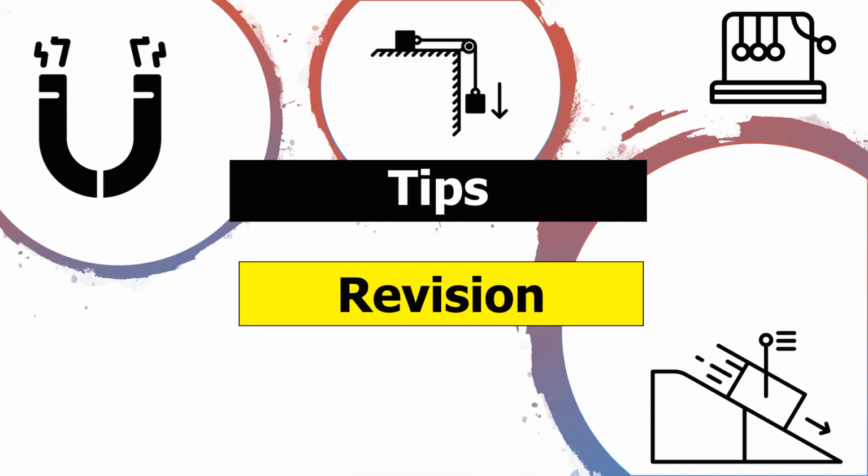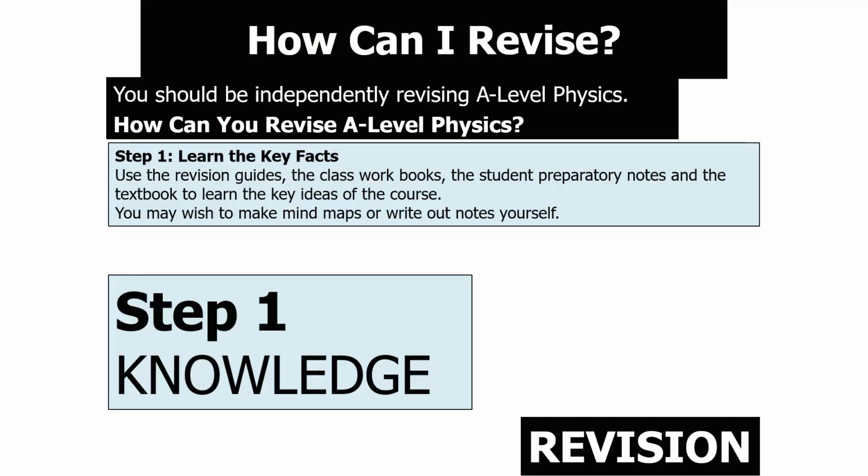So how should you be revising for your A-Level Physics? So the first step in revising independently for your A-Level Physics is to learn the key facts. Use revision guides, class workbooks, student prep notes and the textbooks to learn the key ideas of the course. You may wish to make mind maps or write out notes yourself.